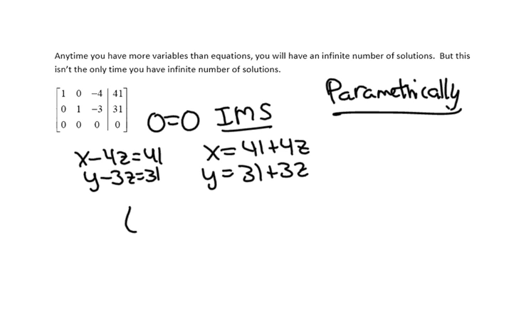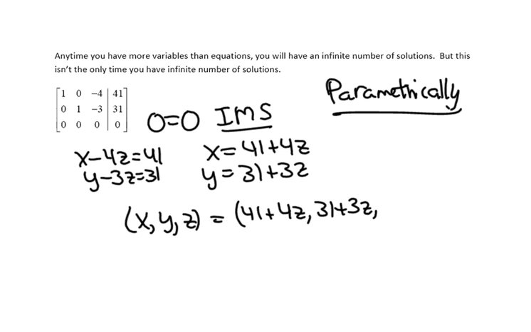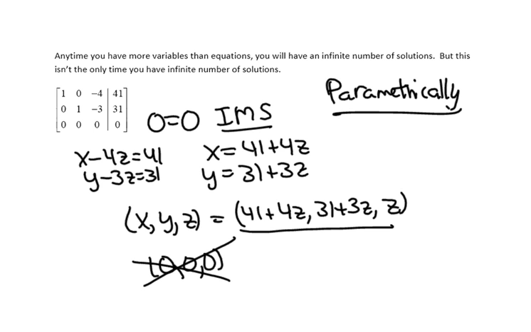Now remember, your solution is x, y, z. So how do I rewrite it? Well, x now is 41 plus 4z. Y is now 31 plus 3z. And z is in terms of z. Okay? So that is my solution to this system. Again, do not put all real numbers. For instance, if I plug in z for 0, 0, 0, 0 is not a solution to that system. Okay? Yes, you have infinitely many solutions, but it is not all real numbers.